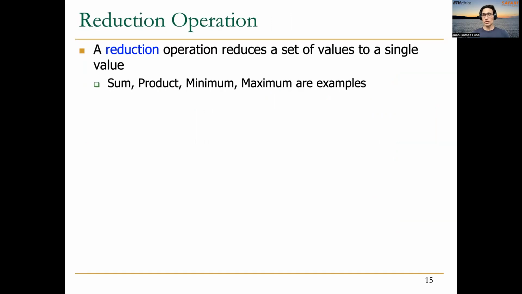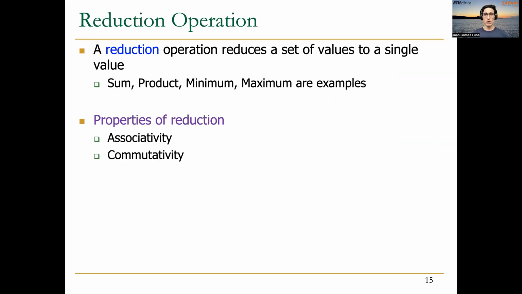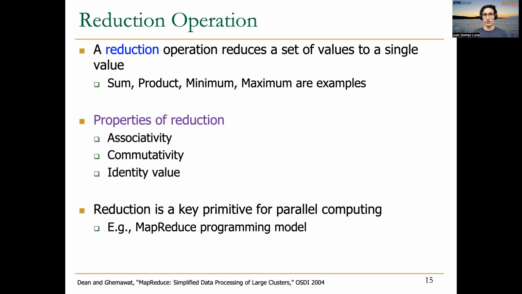A reduction is an operation that reduces a set of values to a single value. It can be a sum, product, maximum, minimum. The important thing is that these operations have certain properties, the properties of reduction: associativity, commutativity, and an identity value, which is, for example, in the case of the addition or the sum, 0. Reduction is a key primitive for parallel computing. It is used in many different parallel programs. The MapReduce programming model is a good example of that, but we can also find reductions in neural networks, for example, or in other machine learning workloads these days.